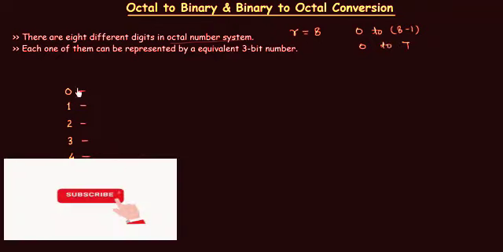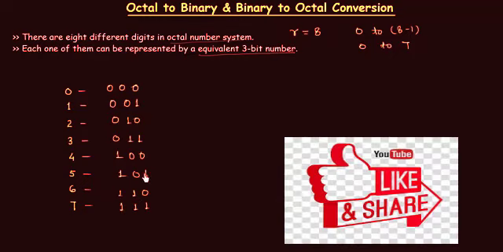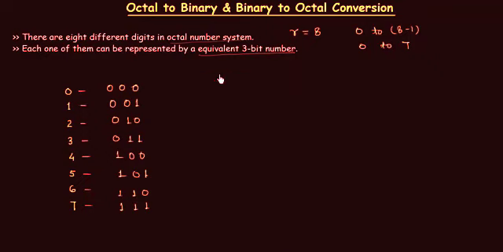I have already written the digits in octal number system 0 to 7, and each one of these can be represented by equivalent 3-bit number. This is the most important part of this presentation. 0 I can represent by 000. 1 I can represent as 001. In the same way, 2 will be represented as 010, 3 we can write 011, 100 for 4, 101 is for 5, 110 is for 6, and 111 is for 7. So this is how we can represent the 8 octal digits by equivalent 3-bit number.